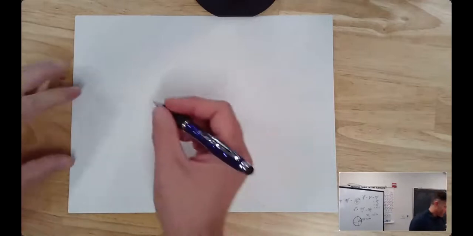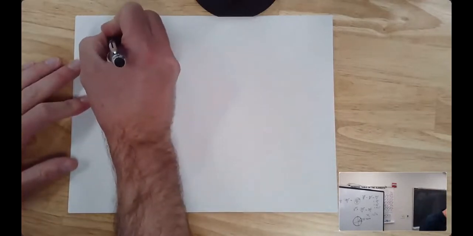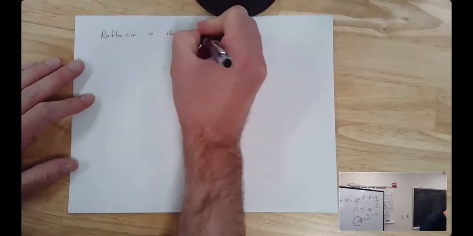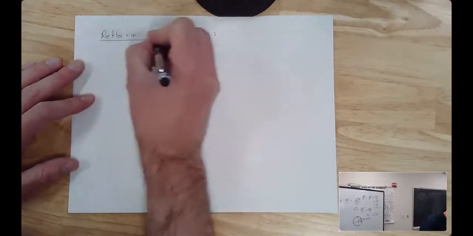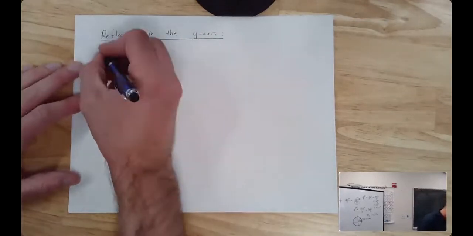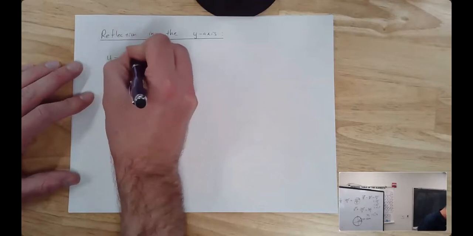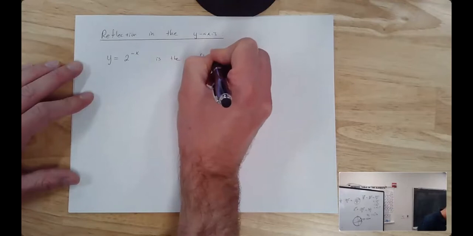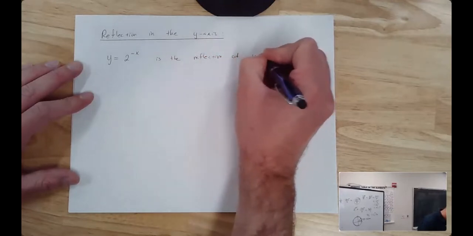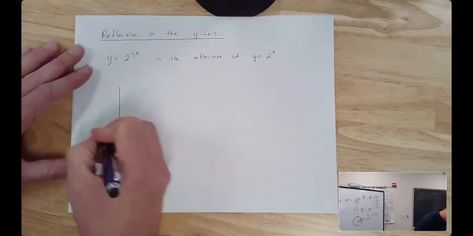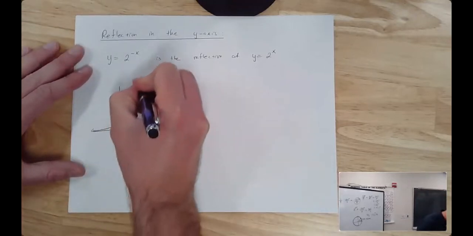We actually already talked about one reflection, right? So if I want to do a reflection in the y-axis, I'm going to put a negative on the x. So y equals 2 to the negative x is the reflection of y equals 2 to the positive x. And we can already kind of see this. Here's y equals 2 to the x, looking good, like it should.